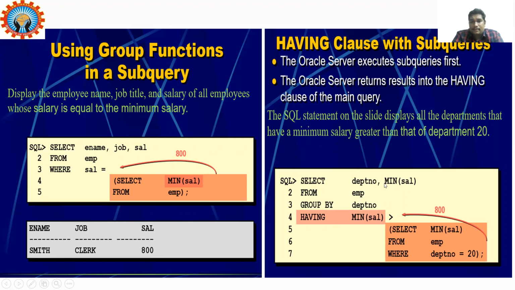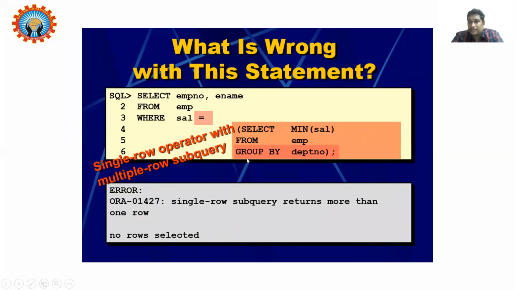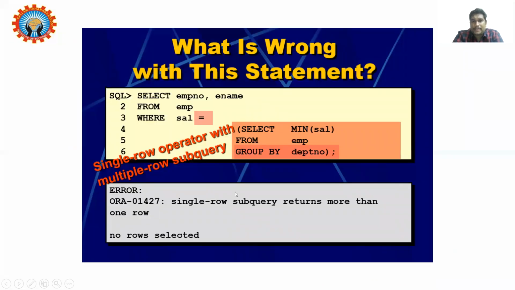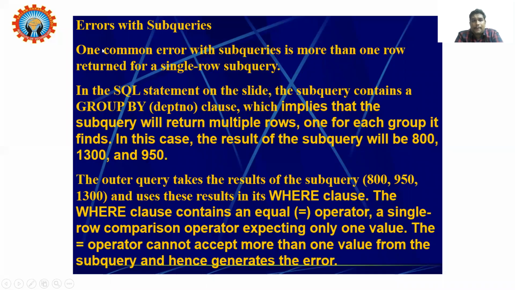Will this query be executed? It will not execute. Here, the group by statement will not execute. It gives no rows selected. Why? In the SQL statement, the subquery contains a group by clause on department number, which implies that the subquery will return multiple rows.